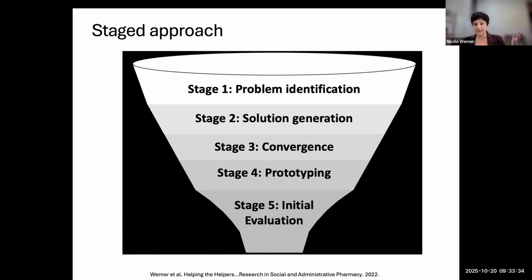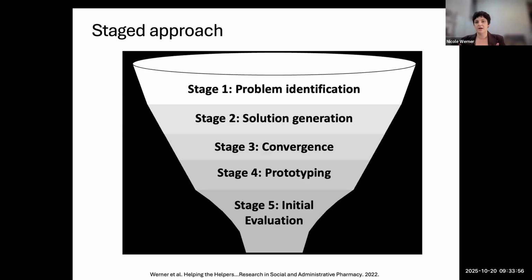Then once you have all the ideas, you have to come into some kind of convergence process so that you can figure out, okay, for this design process, where are we going to go? How are we going to focus? And then you move into prototyping, where you're actually creating that thing. And then finally, you're doing some initial evaluation before you move the prototype forward.